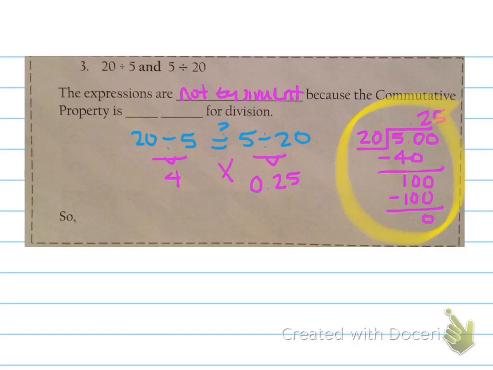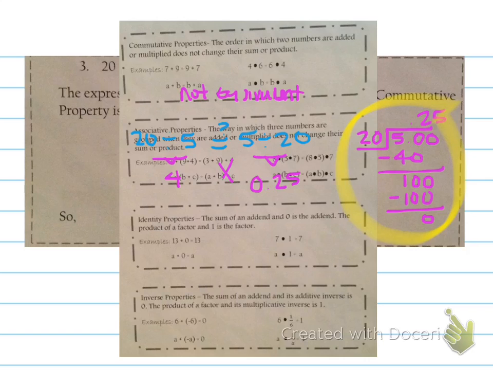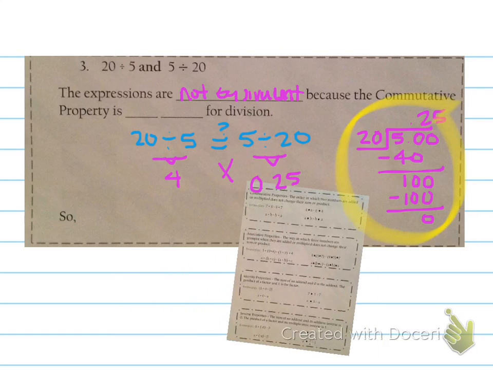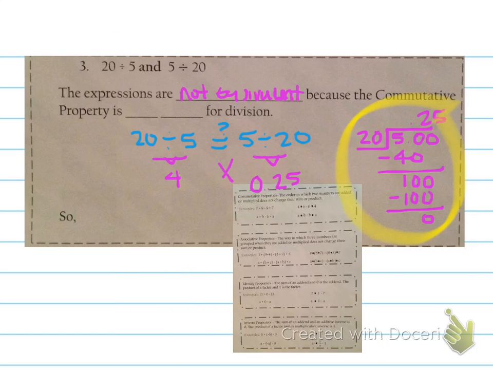And my pen's not working. Not equivalent because what property is this? So in order to figure out what property this is, we need to look on the front page of our notes, which looks like this little page that I just dropped in, and see what property has the two numbers on each side just in reverse.